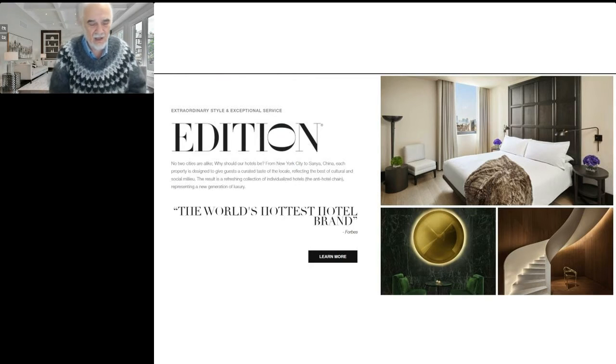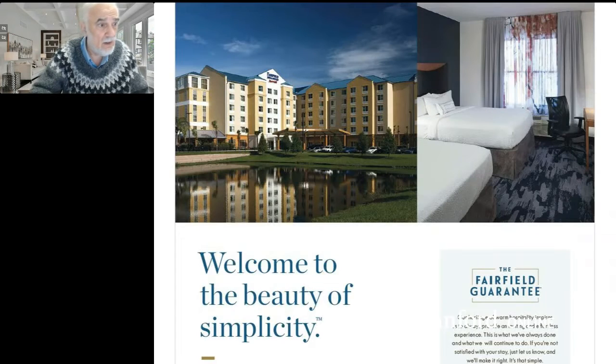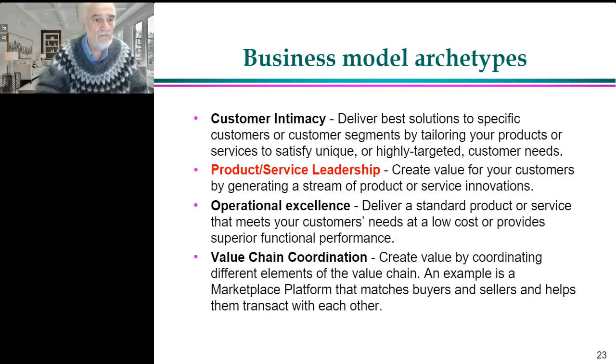It's kind of interesting when the designer was asked, what is so special about Edition? Why do we need to pay so much for it? He said, what distinguishes Apple phones from everybody else? You can't quite put your finger on it, but you're in a special place, right? So a little bit like the Apple of hotels. And Apple, of course, is another example of product leadership. If we go to the definition of product leadership, we create value for customers by generating a stream of product or service innovation. So it's the innovation of the service that drives customers to us.